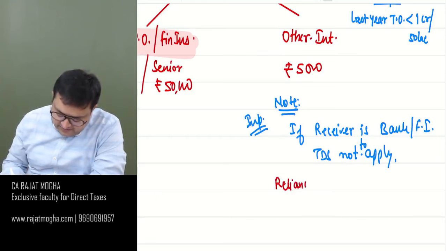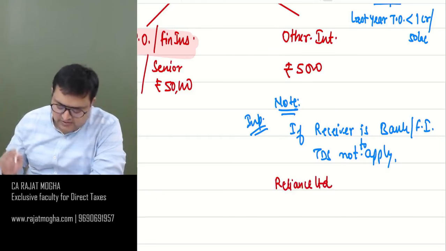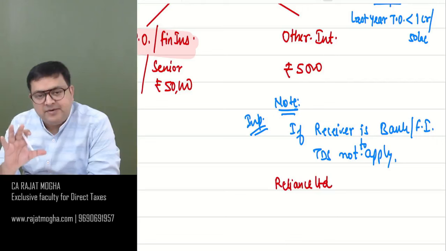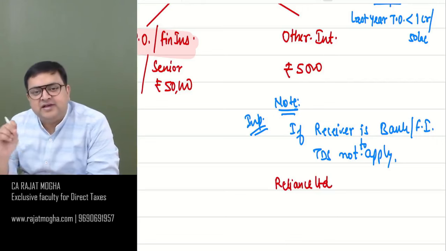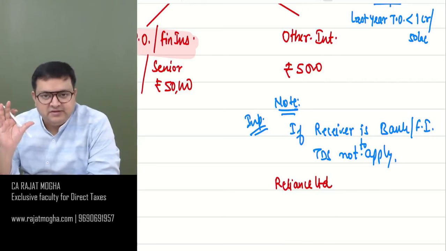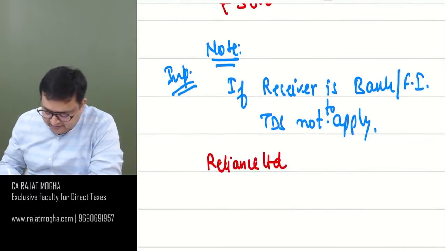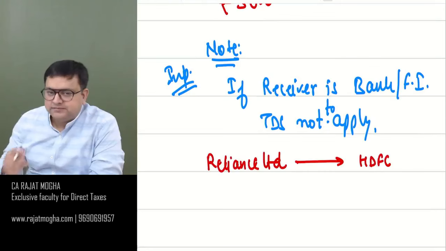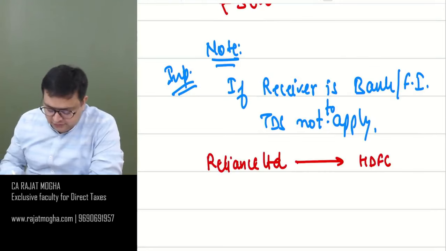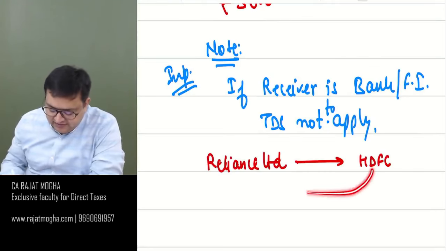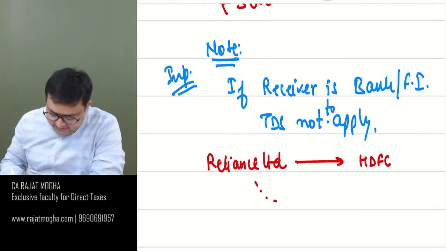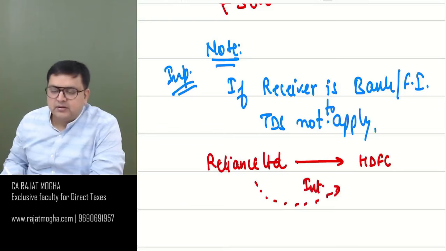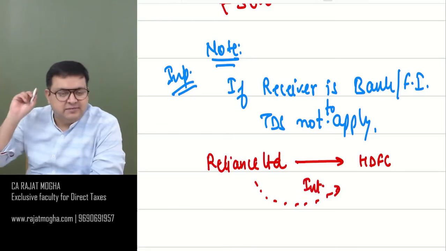Let's say Reliance Limited, it's a company, correct? Reliance Limited has taken a loan from HDFC. So HDFC has given them a loan, and Reliance Limited is paying interest. Who is the deductor? Reliance Limited.